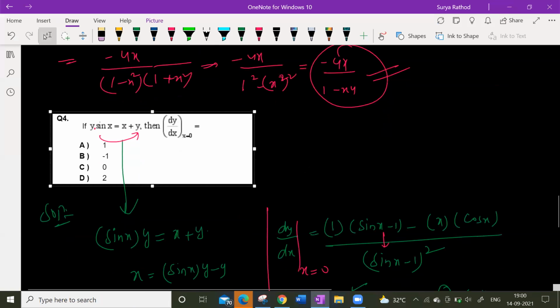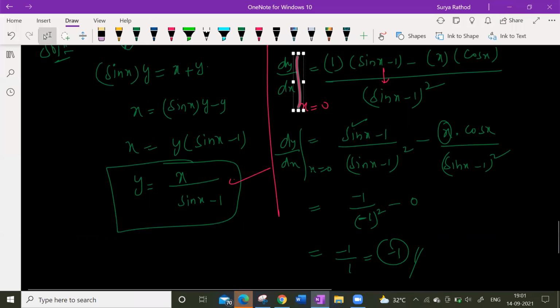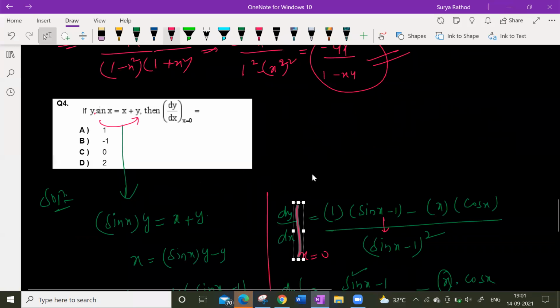Look at this here, understood? The answer is -1, option B is correct. Clear? Any doubts? No, sir.